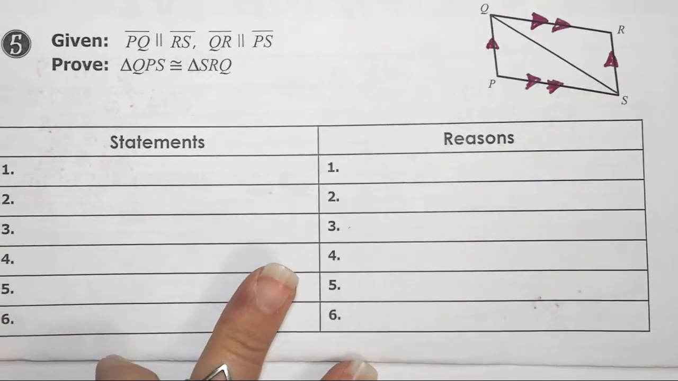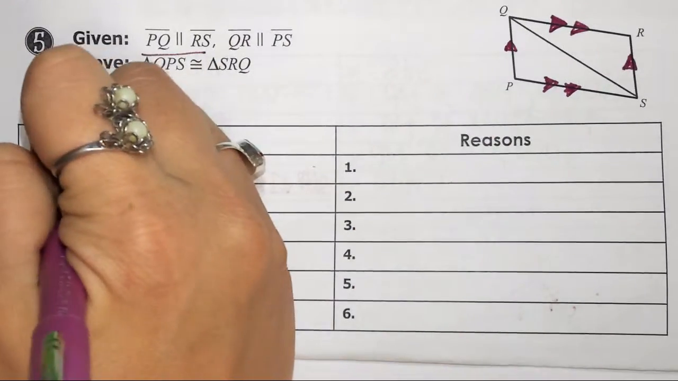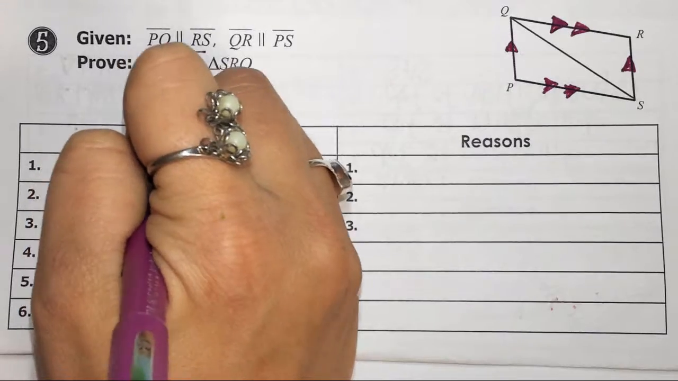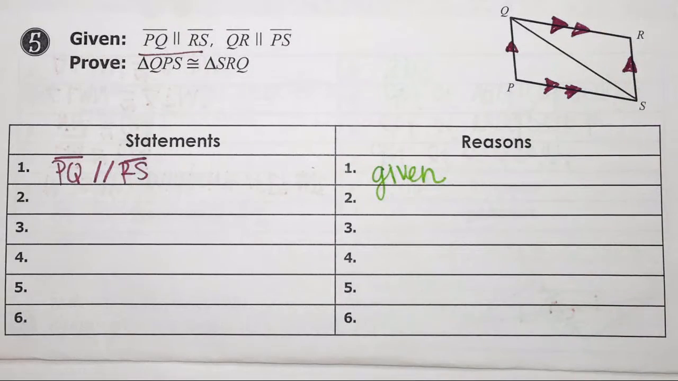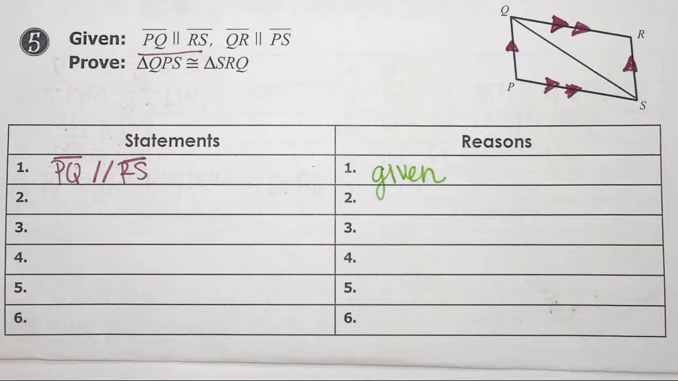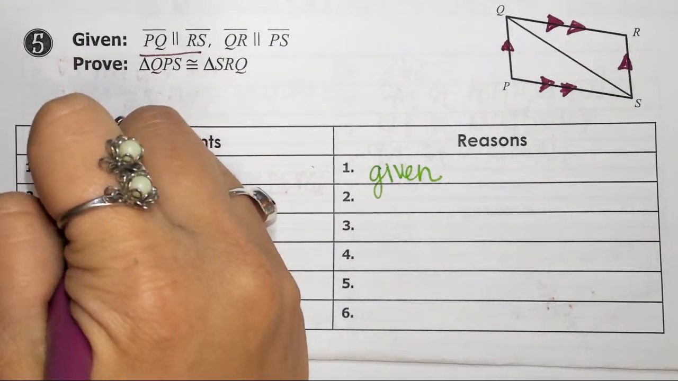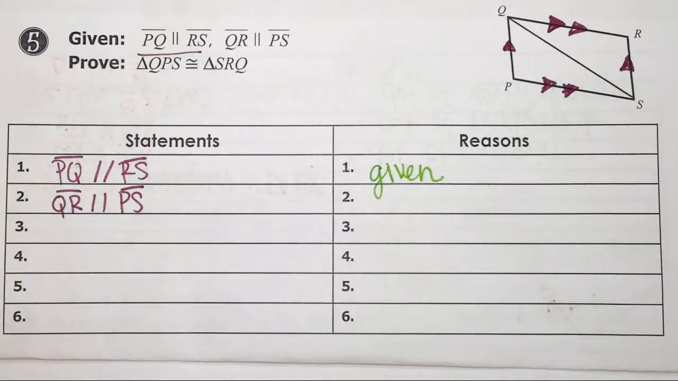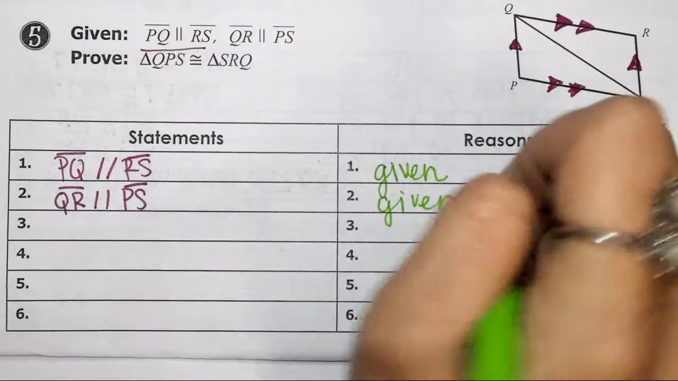Alright, let's start with our first given. What do they tell us first? Alright, let's write that down. PQ is parallel to RS, and the reason is given. And what's our next given? QR is parallel to PS. Yeah, we finish this stuff. And the answer is? Given. Okay.